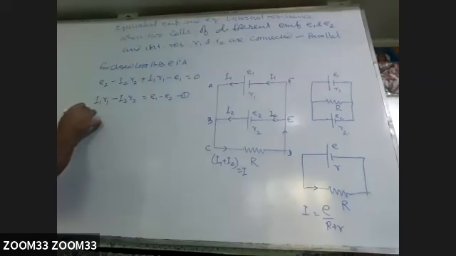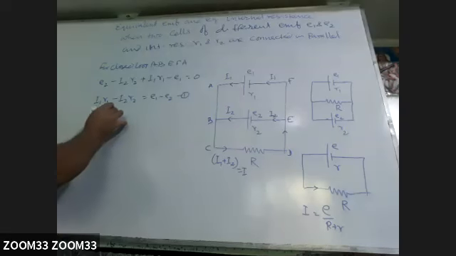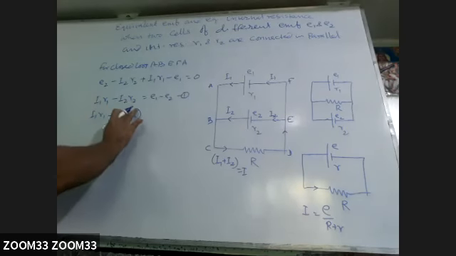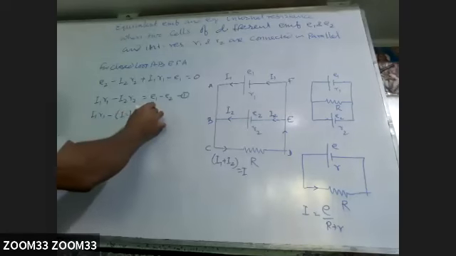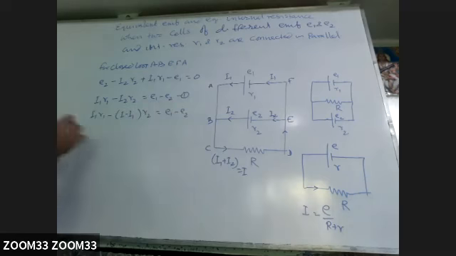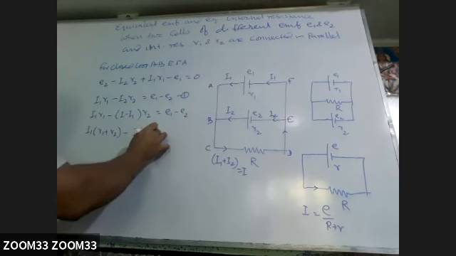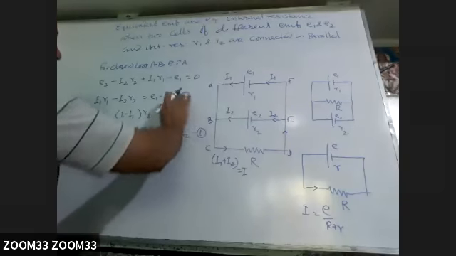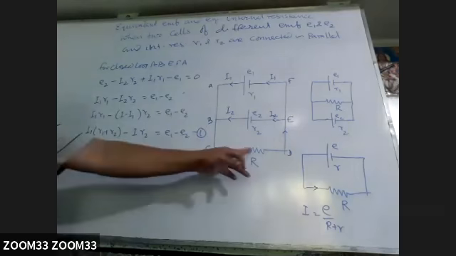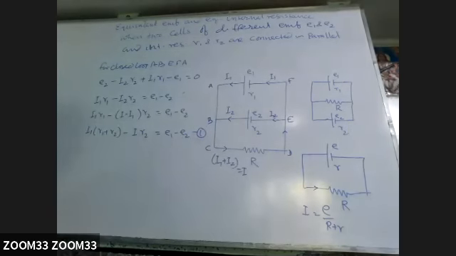Now, come to this loop. Or better, we'll change this one, no problem. So what will be this? I1 R1 minus (I minus I1) R2. But the main purpose is to find the value of this I. So one variable we keep I, the other we can keep I1 or I2.